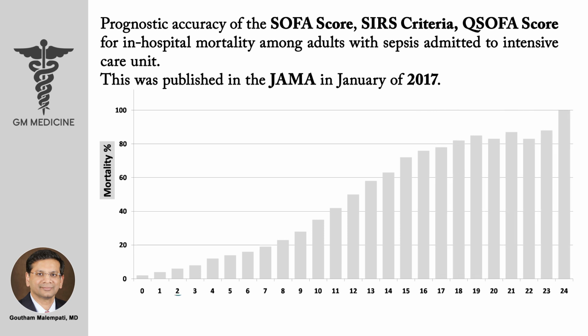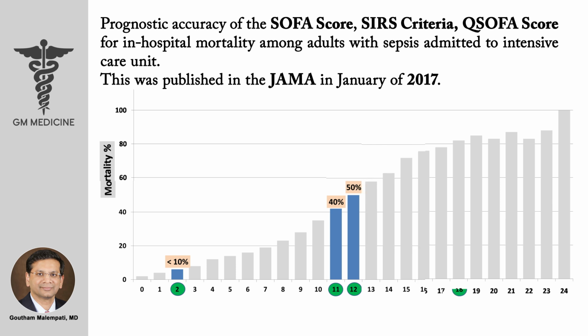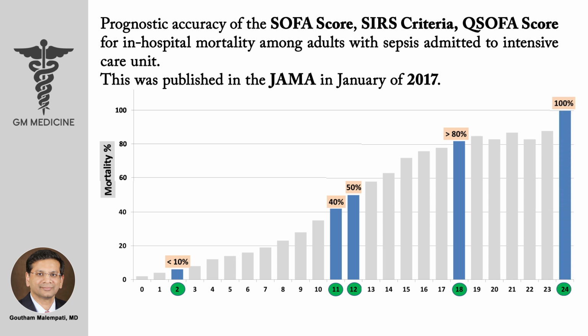When the SOFA score is 2, the mortality is less than 10%. When the SOFA score is 11, the mortality is 40%. When the score is 12, the mortality touches 50%. When the SOFA score is 18, the mortality crosses 80%. And when the SOFA score is 24, the mortality is 100%.